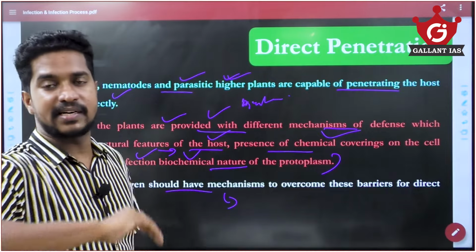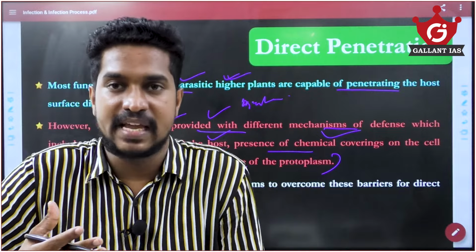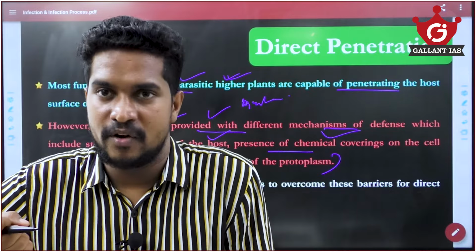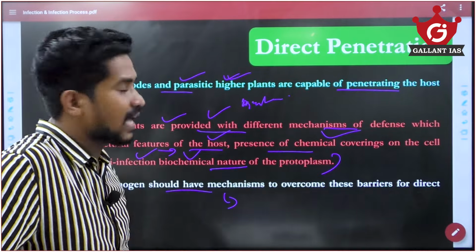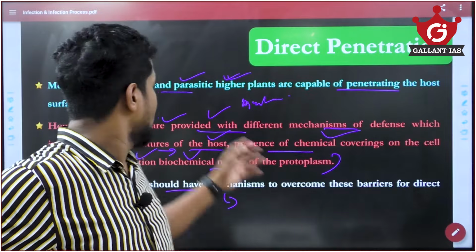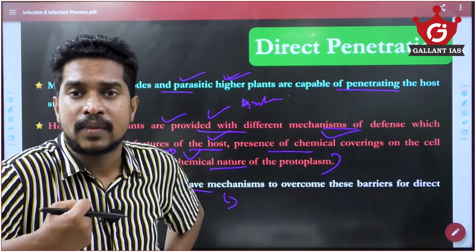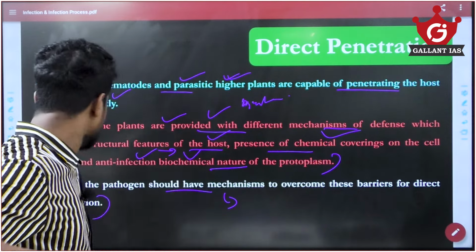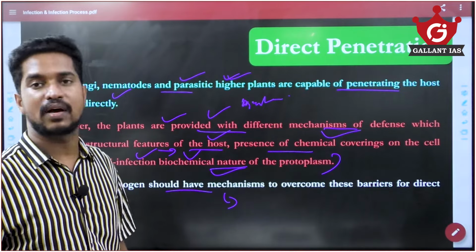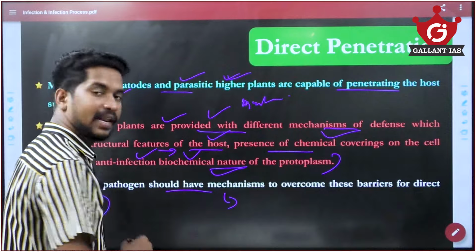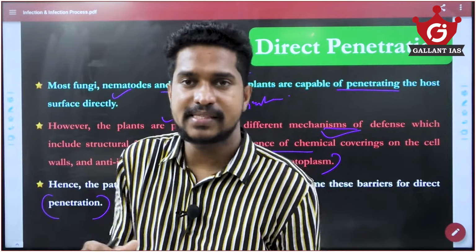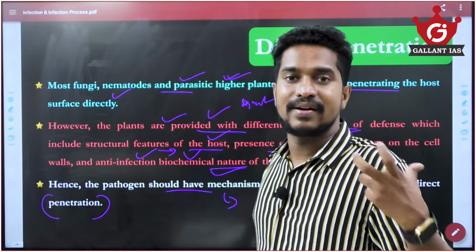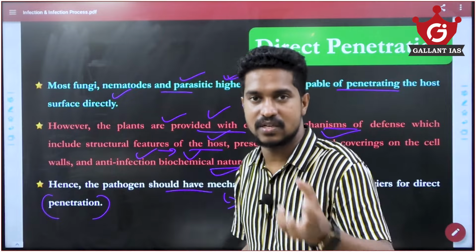There are certain defense mechanisms in plants against infection or penetration into the host cells. The fungi, nematodes or parasitic higher plants are capable of overcoming the barriers. So the pathogen should have a mechanism to overcome these barriers for direct penetration. Then only can it cause infection on that particular plant.